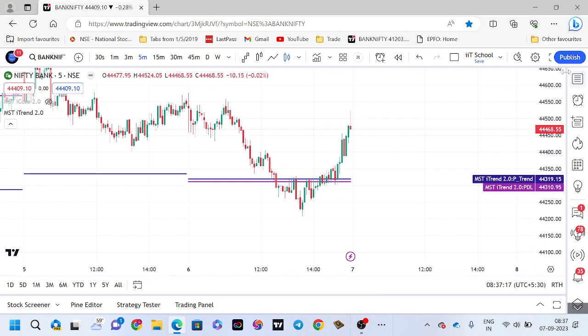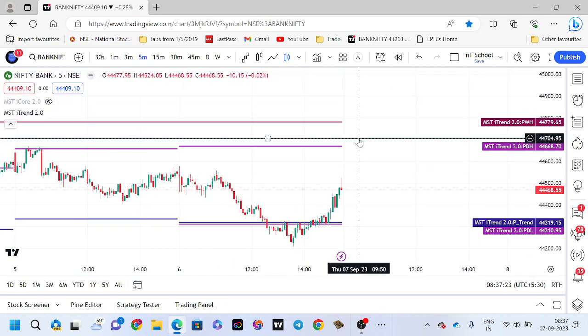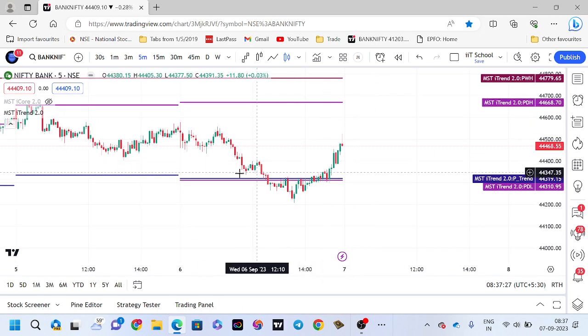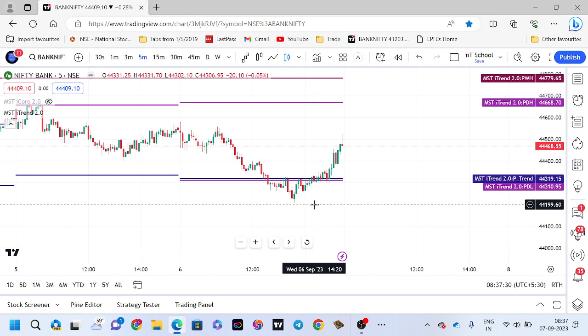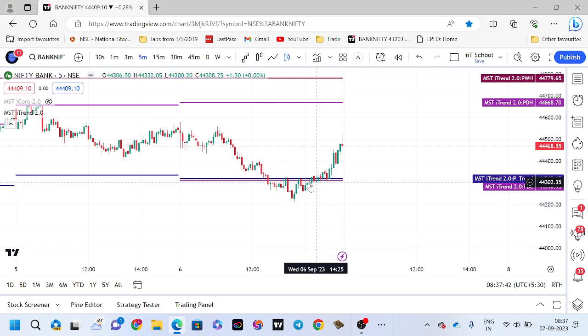So what you have to do, if the market is breaking this PDH level, we have to buy the call option. If the market is breaching this previous day low, here it is marked as PDL, we have to go for the sell. That's all. Now this is the breaking candle. We have to go for the sell side. If it is taking support from here, we can go for the buy entry. Otherwise, we should be on the sell side only.